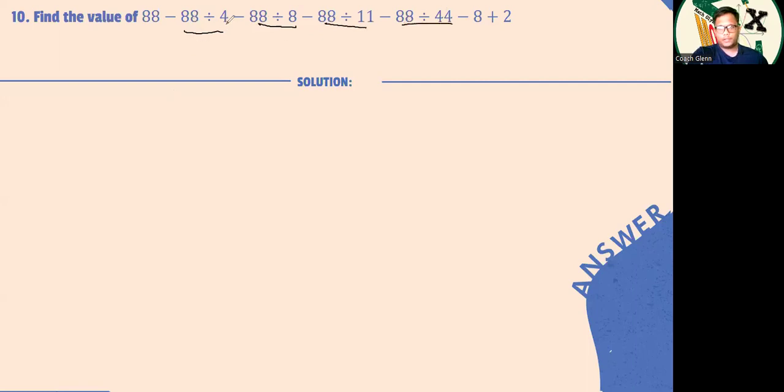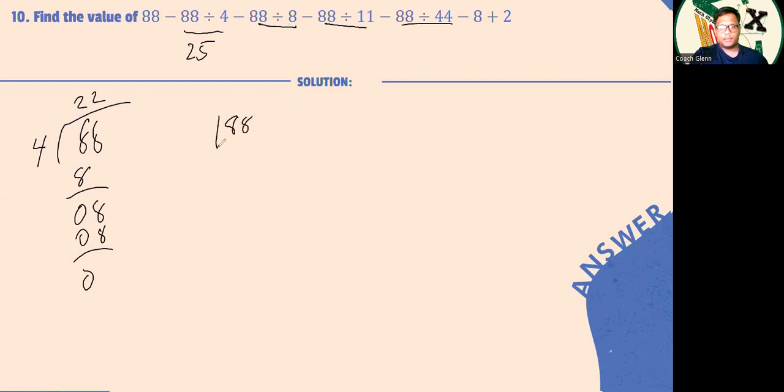First we do 88 divided by 4. 8 divided by 4 is 2, 2 times 4 is 8. 8 divided by 4 is also 2, 2 times 4 is 8. That's equal to 22. Next, we do 88 divided by 8.